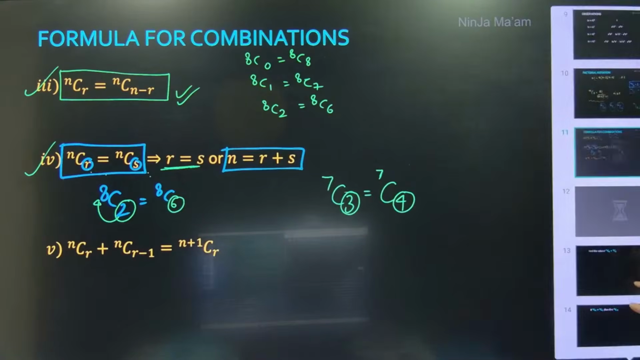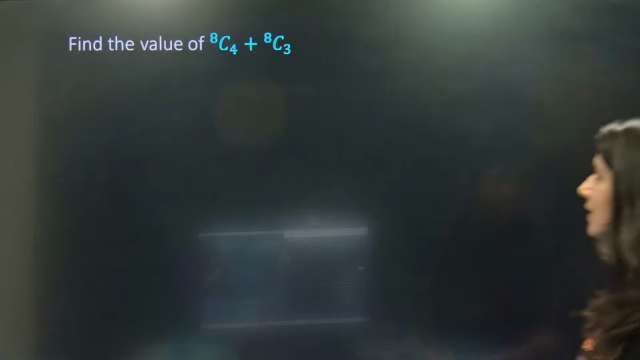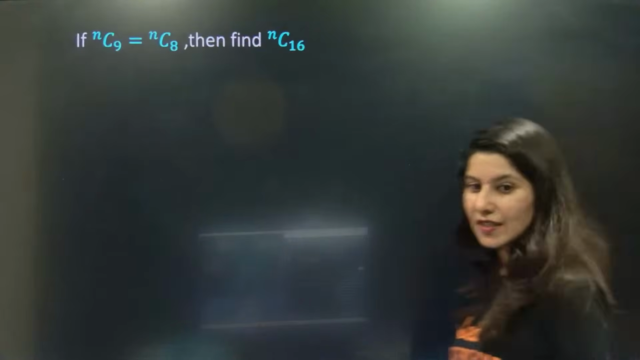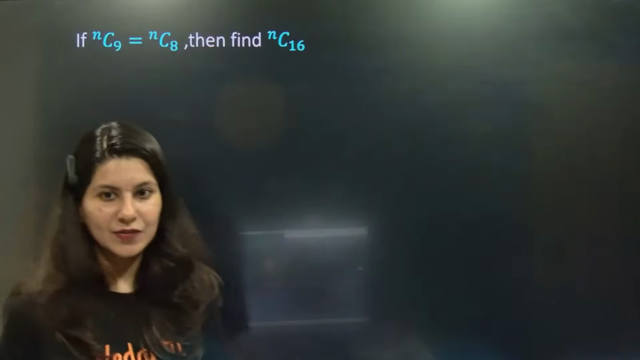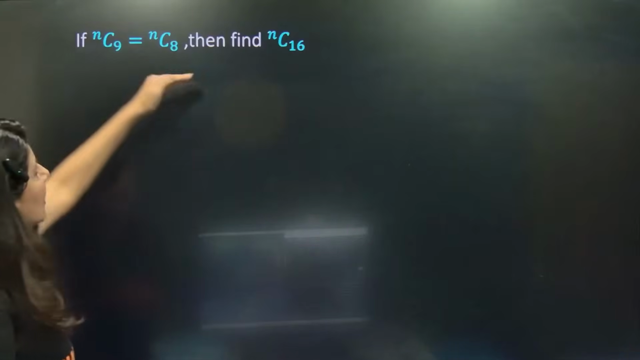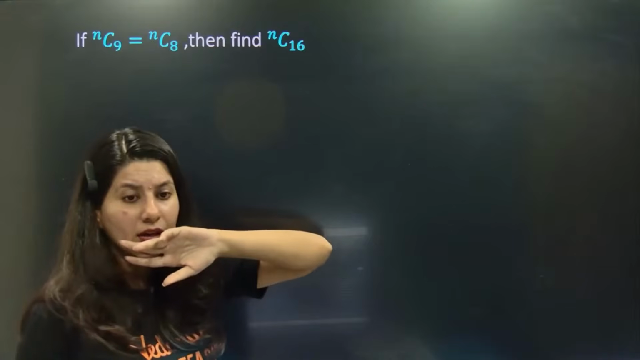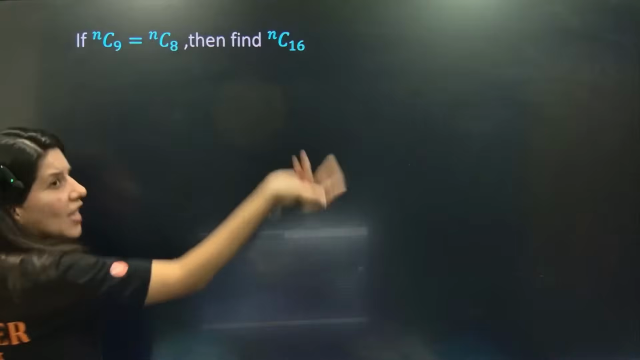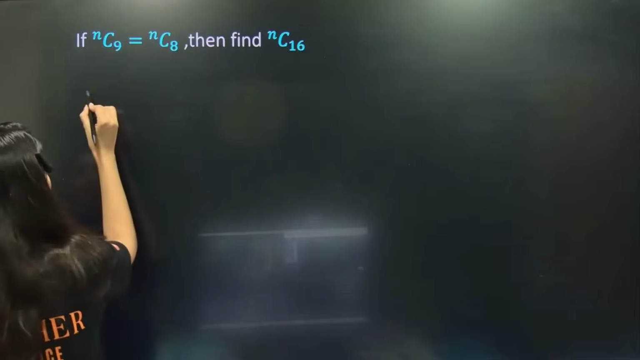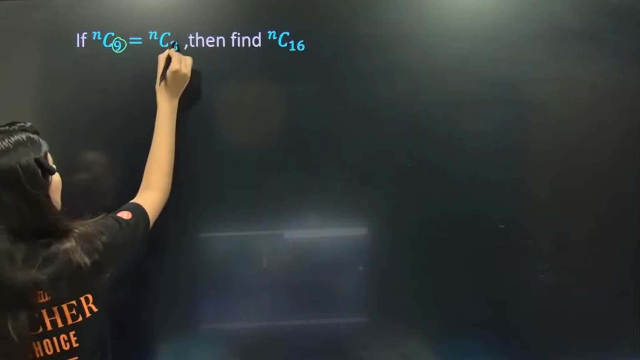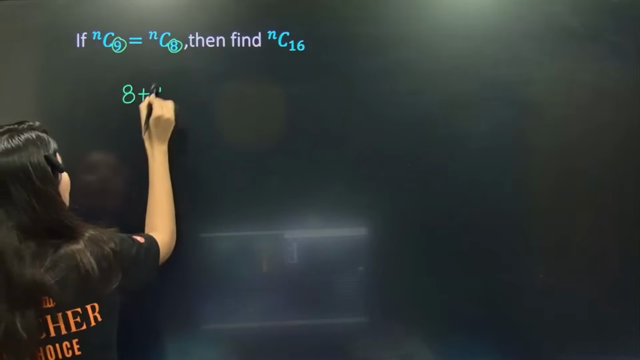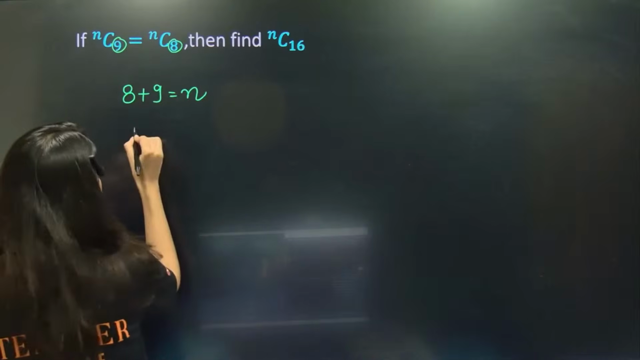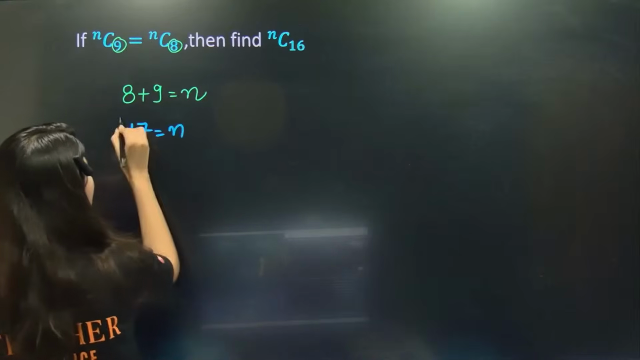So, if you can solve this question, then I think this property is clear for you. Suppose nC9 and nC8 are equal. Ma'am, 9 and 8 are not equal. So, what we can do is 8 plus 9 should give you n. Then it is possible. Right? So, 17 is equal to n.